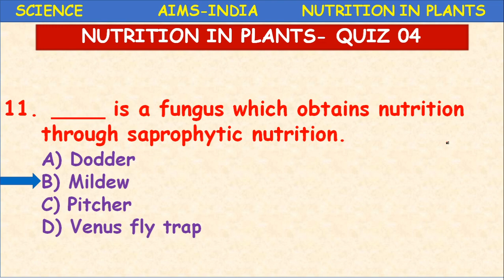So fungi are the largest group of plants. They are often called rusts, smuts, mildews, molds, mushrooms. Okay, they are called with different names. Different groups are classified into different types. Okay, mildew is one of the fungal plants, which absorbs the nutrients by saprophytic nutrition.